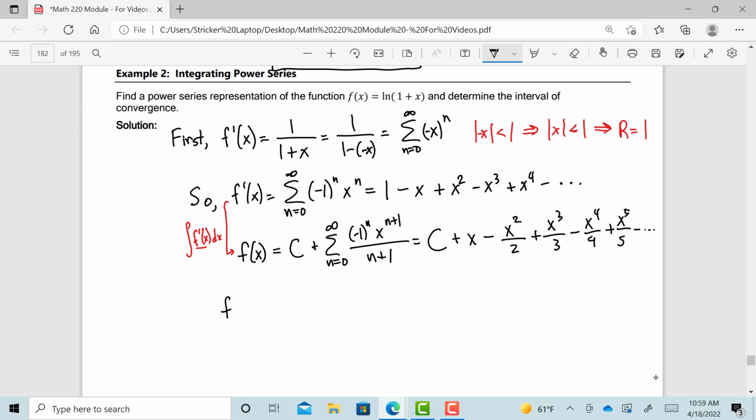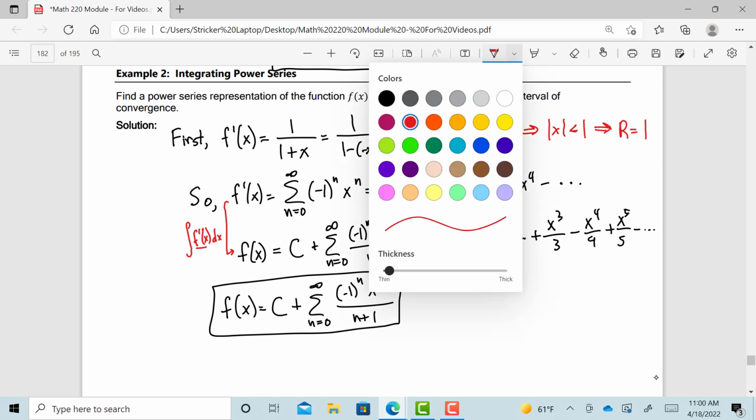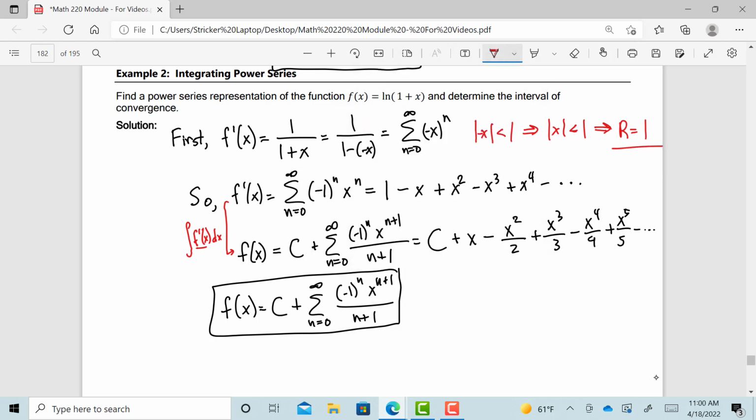We have our function is equal to a constant plus this power series: the sum of negative 1 to the n, x to the n plus 1 over n plus 1. And so there's an example of using integration, and even though we integrated, it does not change our value of r. So r was equal to 1 at the beginning, it's still equal to 1. Our radius of convergence is still 1.